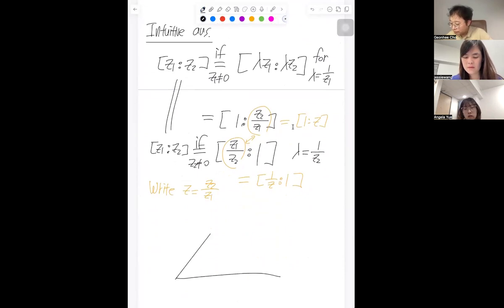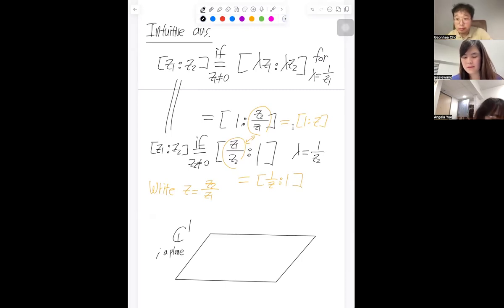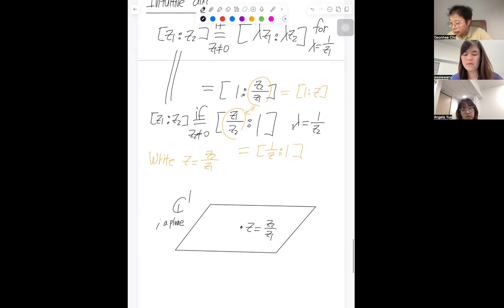The intuitive answer is the following. Start from C1. What does C1 mean? A plane. Are you with me? You have a plane. Then let's choose Z, where Z means Z2 over Z1. Even though I wrote this as Z, the reality is that this is the same as 1 versus Z. Because 1 is fixed, I don't need to care, but Z can be regarded as Z2 over Z1. Is that okay with you?